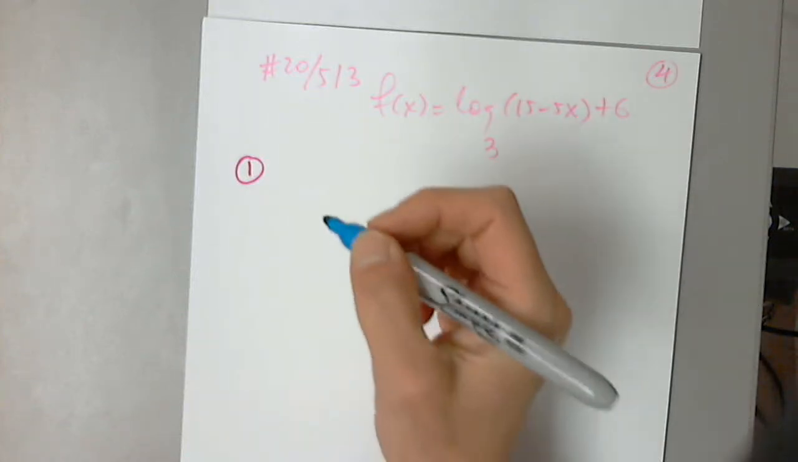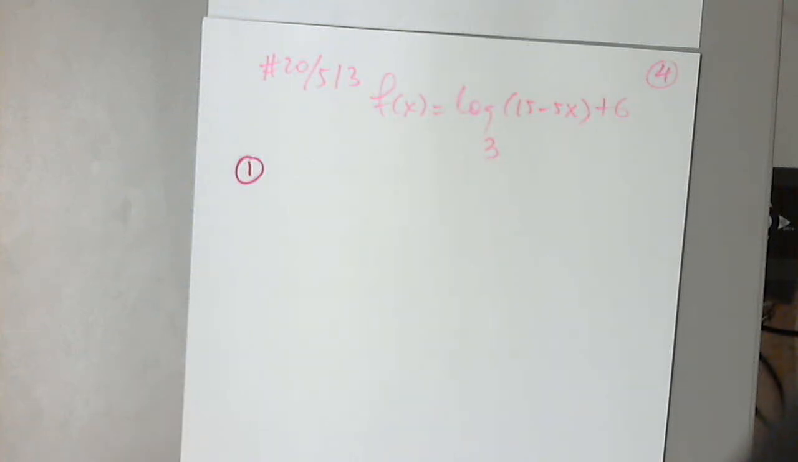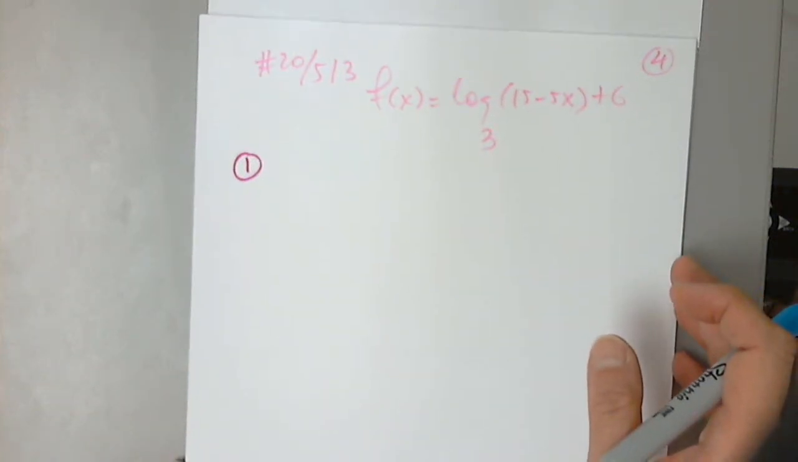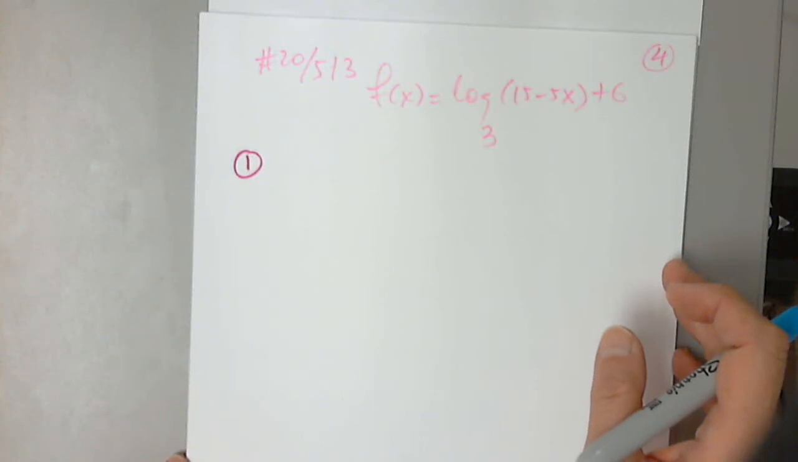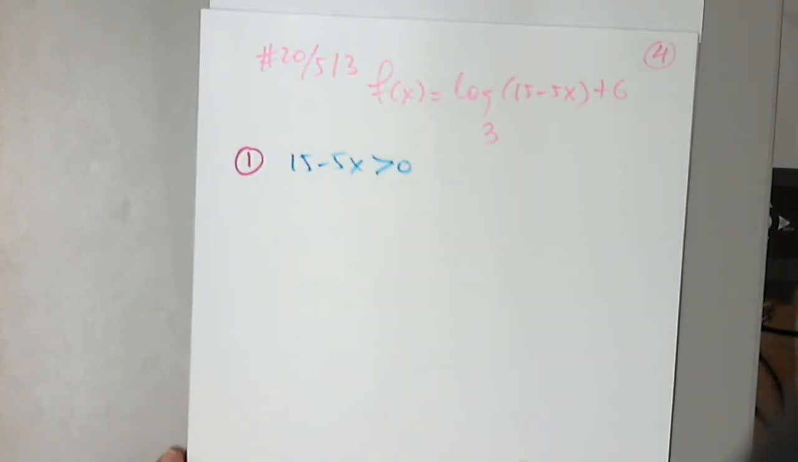What do I have to write for this function? Anyone, please? Very good. 15 minus 5x has to be greater than 0. Let me refresh your memory, because that was last week and you may have forgotten.